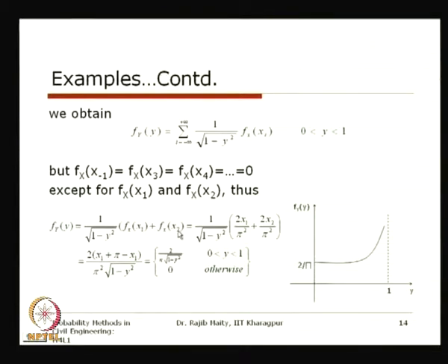Now we simply put these two functions here: 2x1 by pi squared and 2x2 by pi squared. So 2 times (x1 plus x2) divided by pi squared, times 1 over square root of 1 minus y squared. We have shown from the symmetry that x2 is pi minus x1, so these things get cancelled, and we get the form 2 by pi times the square root of 1 minus y squared in the denominator, for the range 0 to 1, otherwise it is 0. So this is the distribution function of this one.